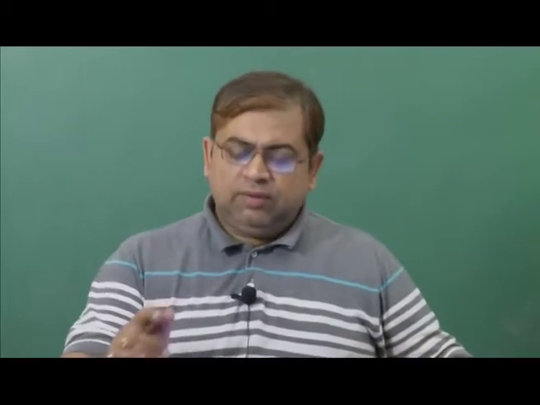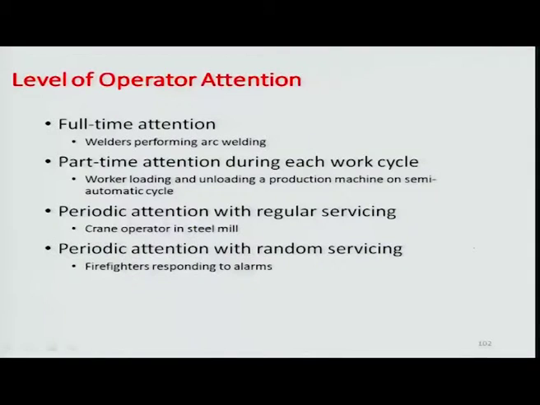So this is a case where you have multiple workers and multiple machines. There are numerous such examples where the number of workers and machines could vary with respect to one another when we talk about worker machine system design. Then we talk about the level of operator attention which is involved in such systems. For example, there can be cases where the operator who is performing on the work machine system may have to give attention for the full amount of time that is involved with the machine.